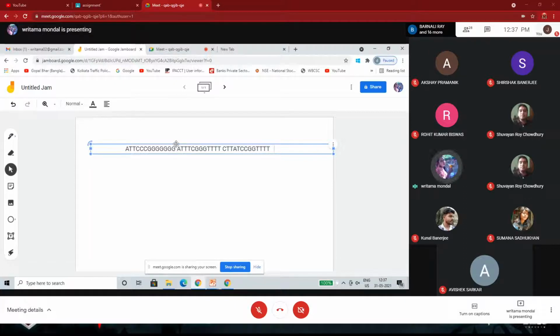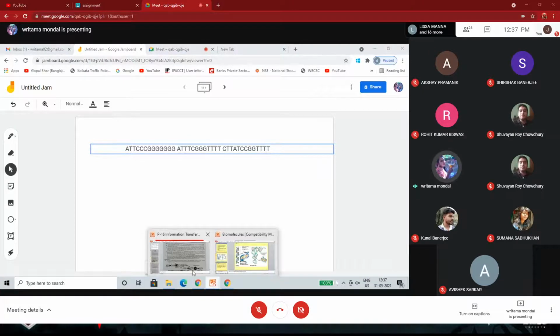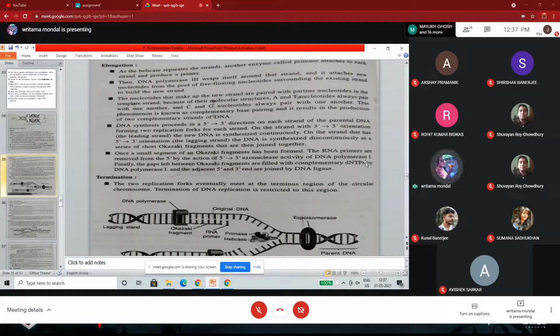But you can see there is a gap, a small stretch where a new nucleotide cannot be added, but a small gap is there. This gap is sealed by DNA ligase. So see the function of DNA ligase. After adding the dNTPs by DNA polymerase 1, those gaps are filled. The adjacent 5' to 3' ends are joined by DNA ligase.